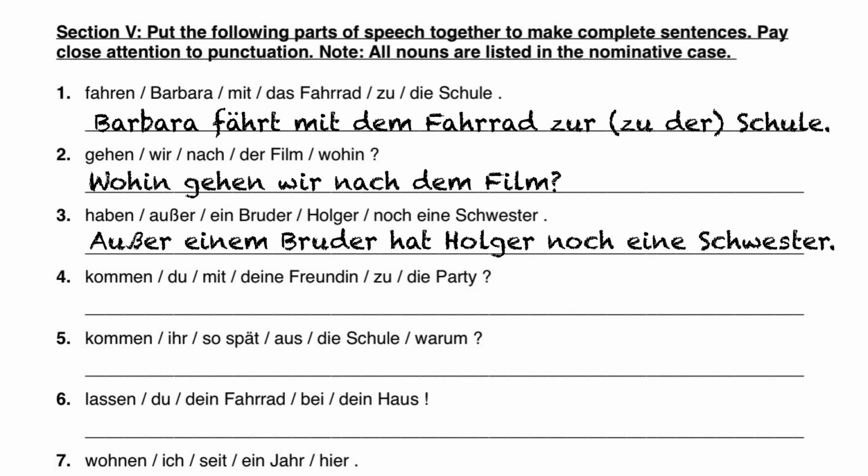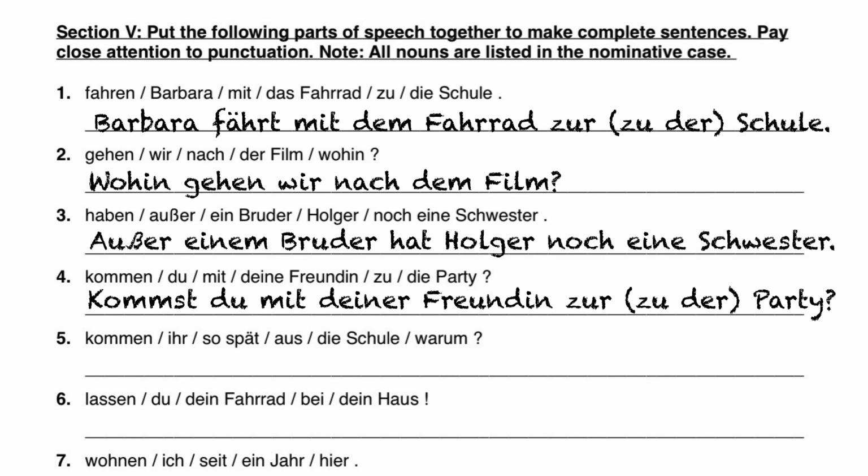And then we have zur Party, to the party. That one also is a feminine noun, but since it's zu, we have a dative form here, and we just contract that to make it zur instead of zu der. Same thing that we did in the first sentence here. Kommst du mit deiner Freundin zur Party? Are you coming to the party with your girlfriend?